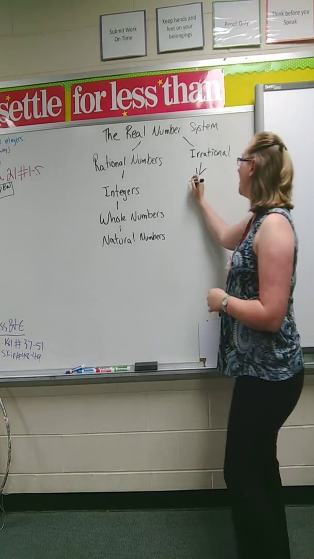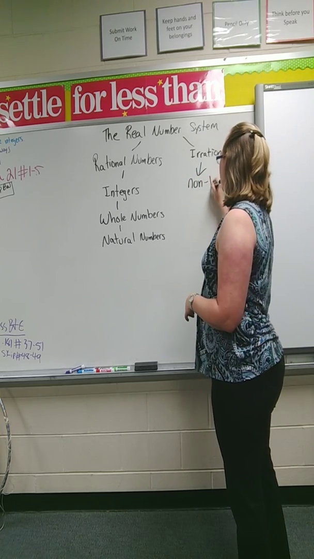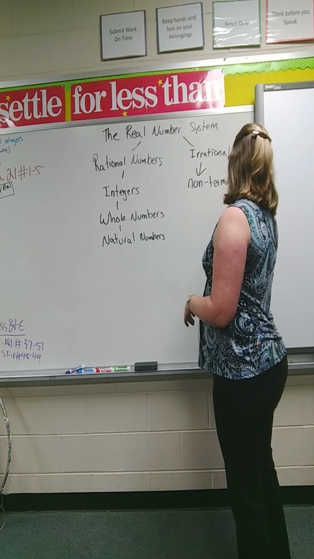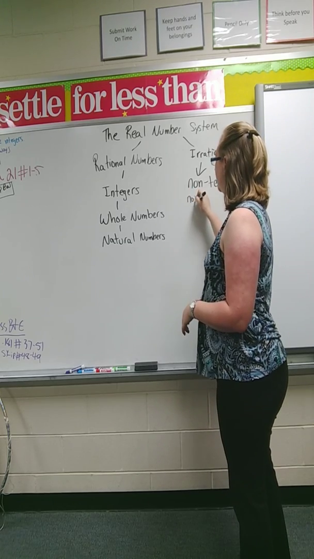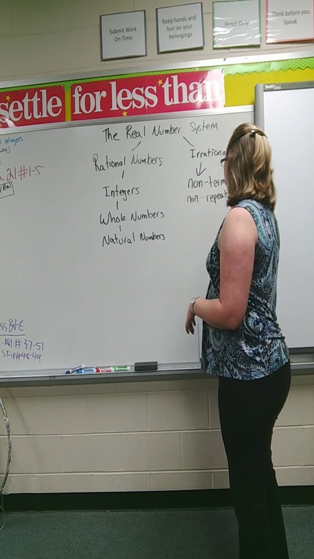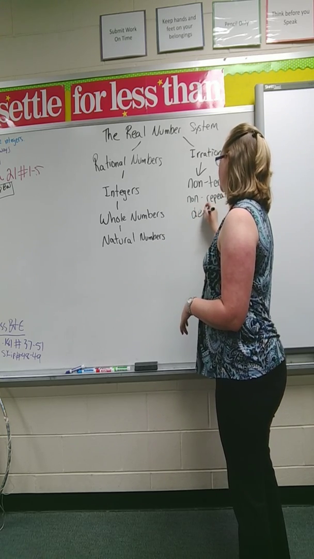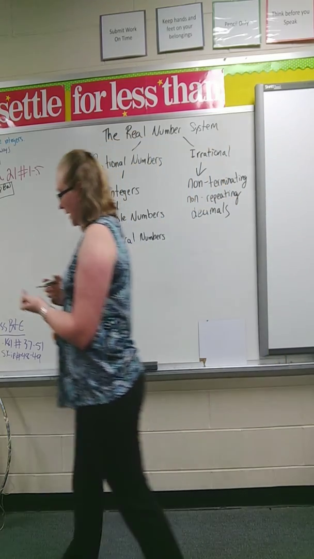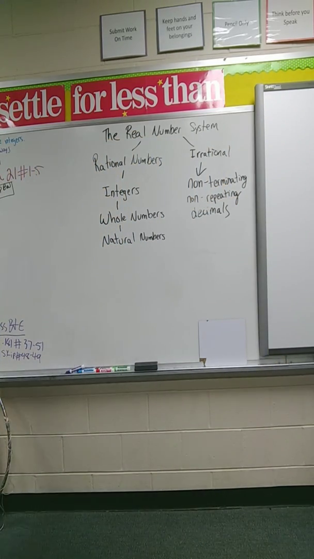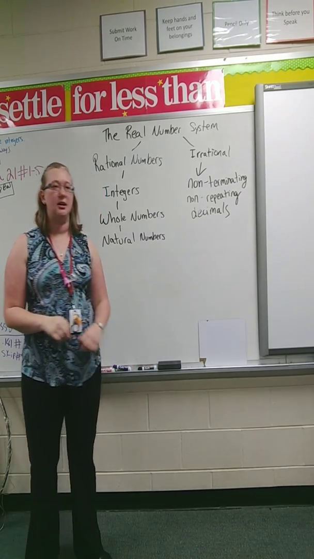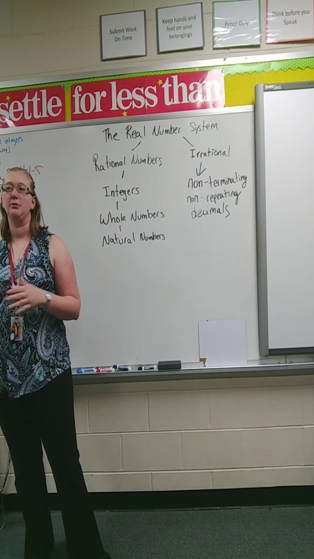And an irrational number, those are non-terminating, non-repeating decimals. So what that means is that we have numbers that are decimals that are never really going to end and they're never going to repeat.